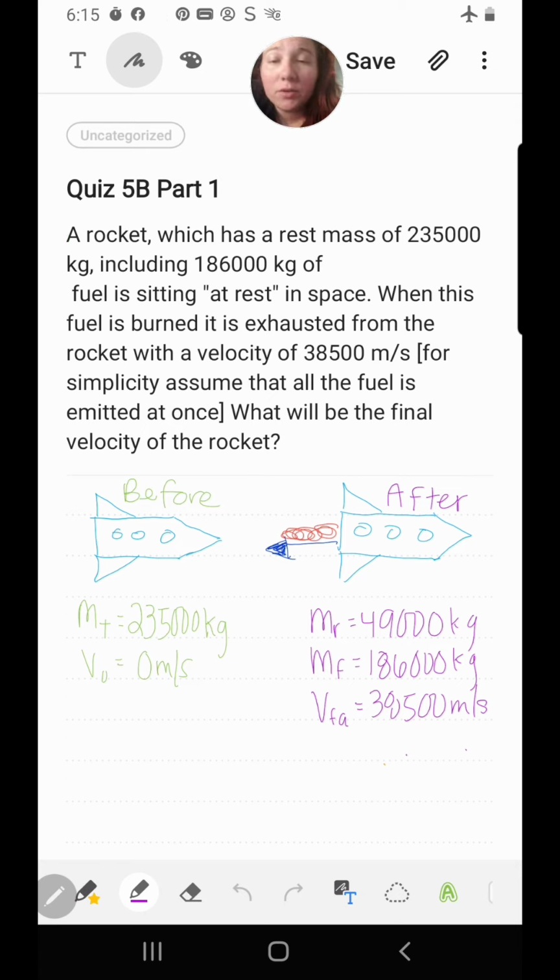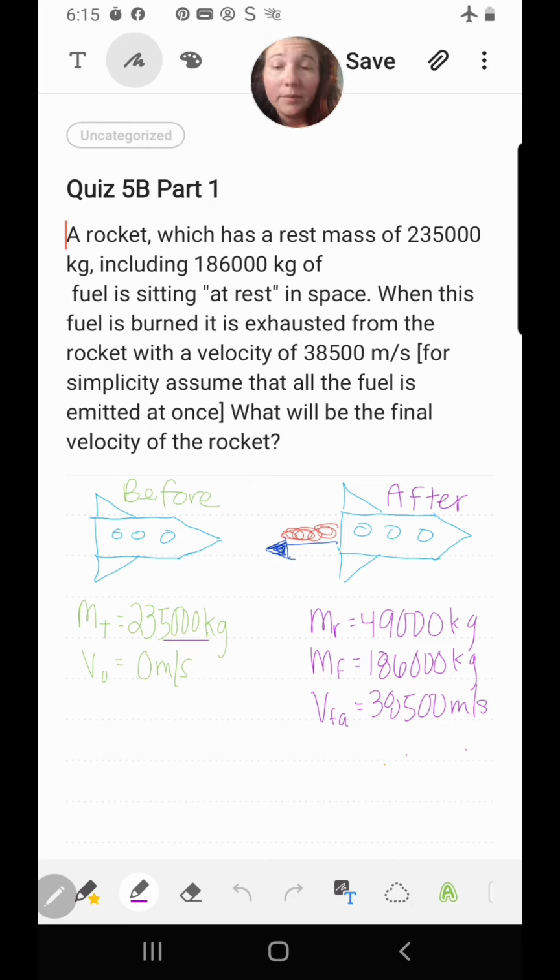Now I've drawn a diagram of the rocket before. Okay, it has a total mass of 235,000 kilograms. This includes the rocket and the fuel together. Now, because it's considered resting in space, it has no velocity.